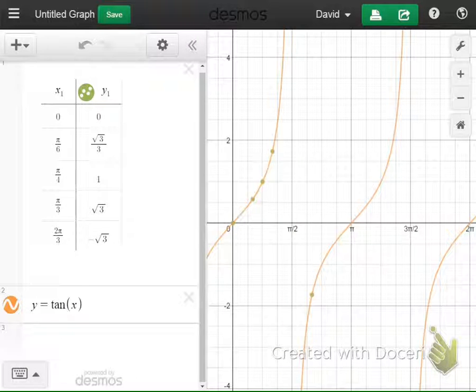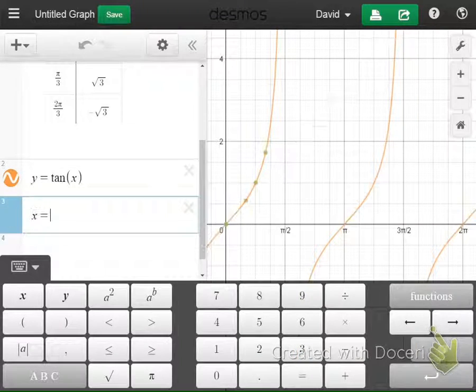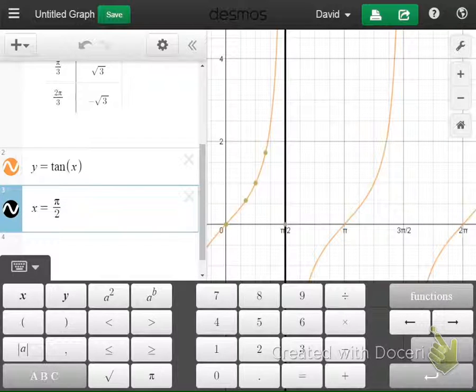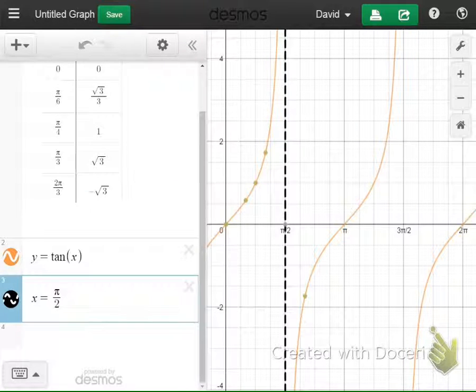Then you can see the clear asymptotes here. It's undefined at pi halves and 3 pi halves. So what we get here are called asymptotes. If I type in the line x equals pi divided by 2, I can see that line right there. Maybe I want to even do it dotted because that's how you would want to draw it on your paper. Those are called asymptotes.